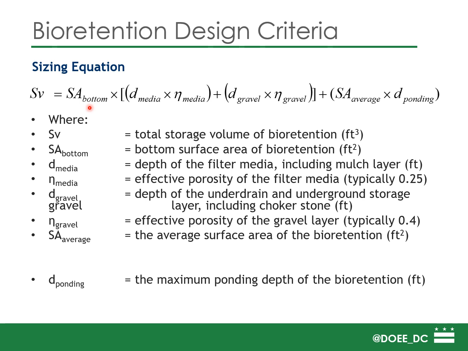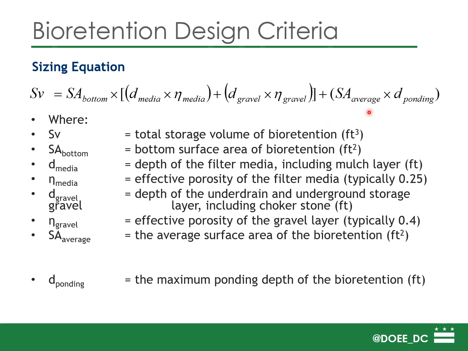So to clear that confusion up, remember when you're talking about bottom surface area, that's the bottom of ponding. But you take that surface area and multiply it by the storage that you get in the media layer and the storage that you get in the gravel layer, right? So the depth of the media times the porosity of the media, which is 0.25, and the depth of the gravel and the porosity of the gravel, which is 0.4, gives you the subsurface storage, right? The media storage and the gravel storage. Multiplying that by the surface area of bottom of ponding, and then adding that to the storage in the ponding.